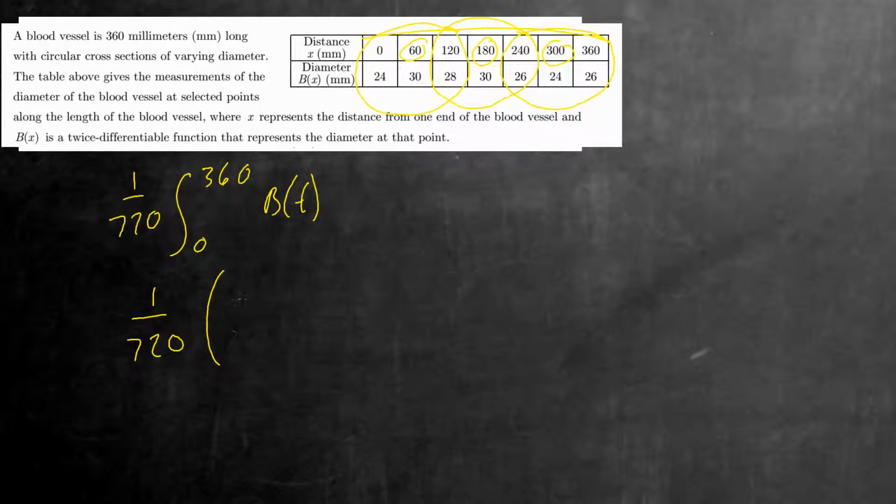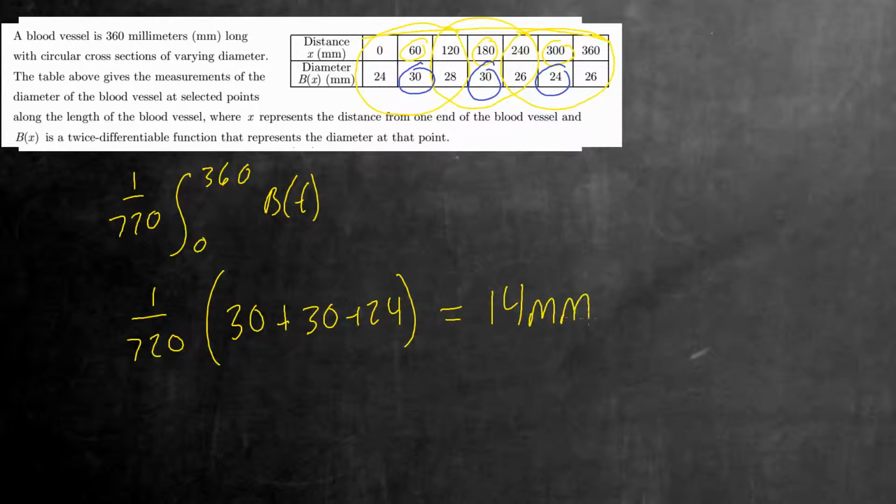times our midpoint heights, 30 plus 30 plus 24. So those numbers came from our table, the midpoint heights. And if you graph this, which I would strongly recommend, you should see what that looks like. Go ahead and calculate that. 14, I think we're in millimeters, would be our average radius.